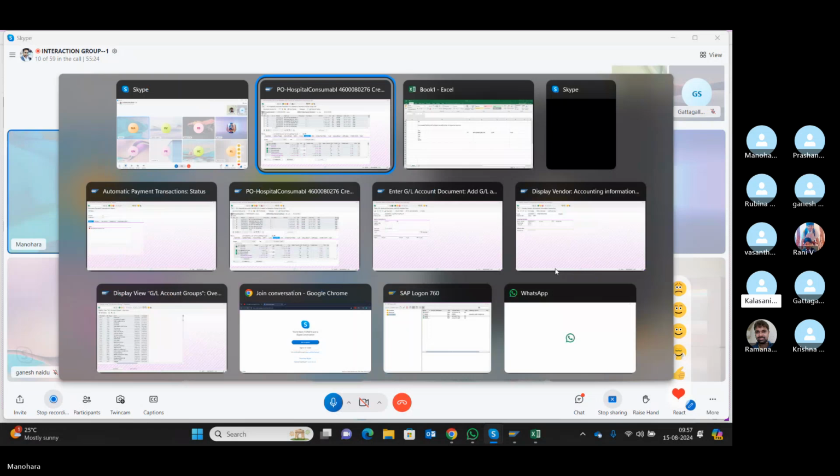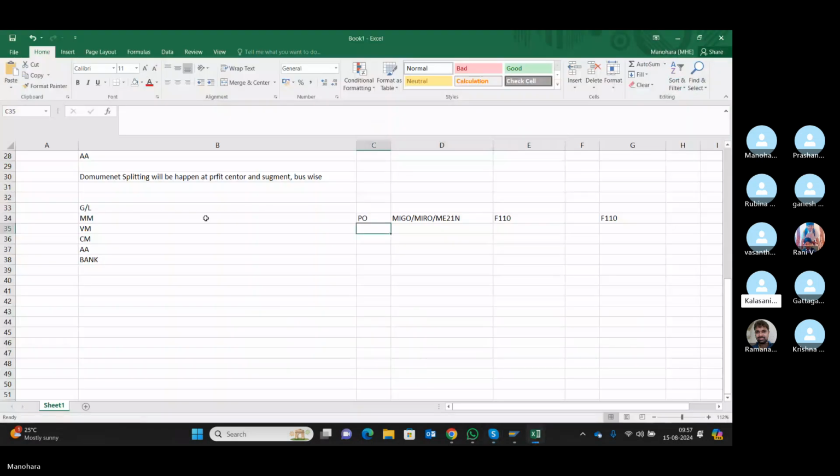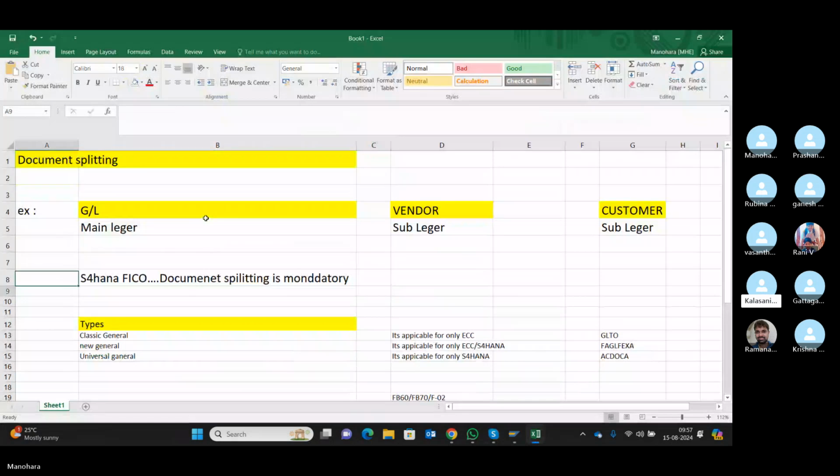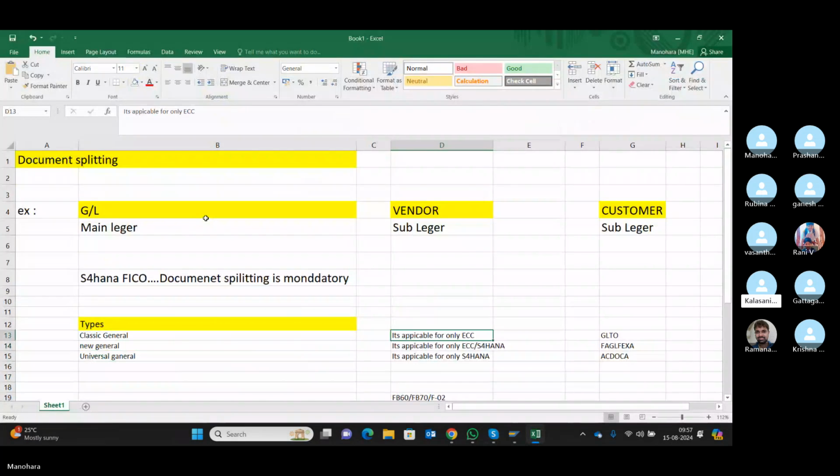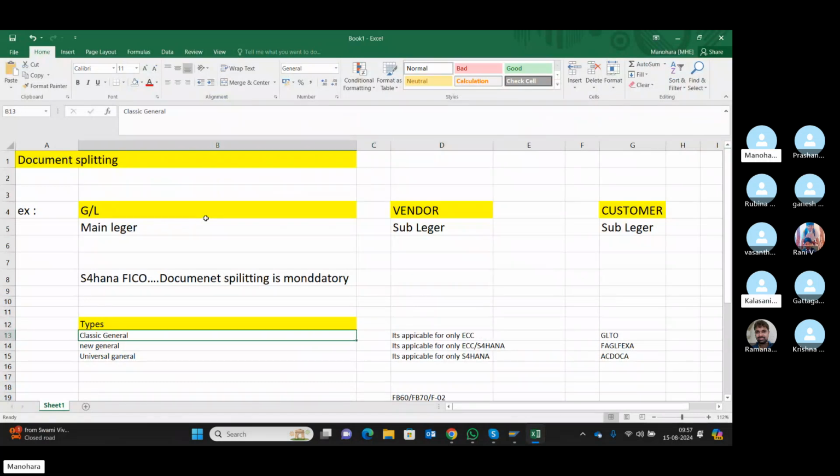You said in interviews they will ask which GLs you are using, right? Go up a little bit. Yes, classic GL, new GL and universal journal. Can you show me this part again? That time I didn't see that screen properly. How will we identify whether we are using the new GL or classic GL?